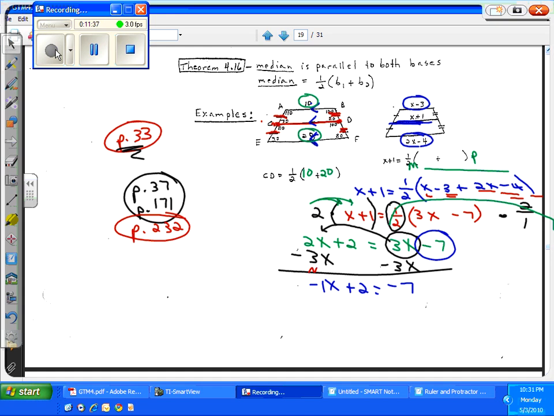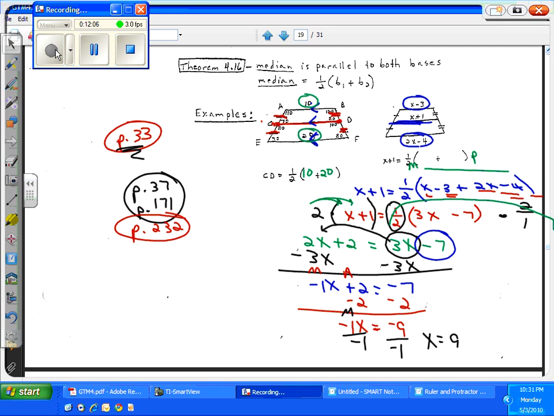Now we have multiplication and addition. We're going to undo addition by subtraction. So we have negative 1x is equal to negative 9. The signs were both negative on the 7 and the 2. When you add or subtract with the same sign, you add and take the common sign. Now we're going to undo multiplication by division, and we get x is equal to 9.